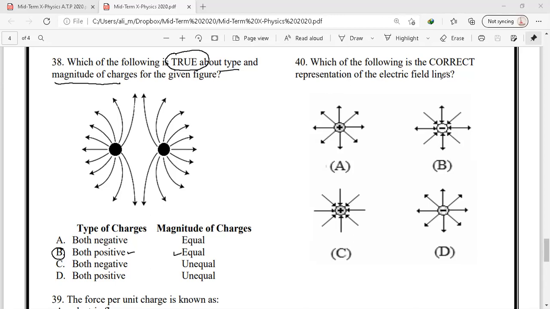Question number 40. Which of the following is the correct representation of electric field lines? Among those four diagrams, in option A, the electric field lines are moving away from the positive charge. This is the incorrect diagram, and this is the incorrect diagram, and this is the incorrect diagram. So the correct option for question number 40 is option A.